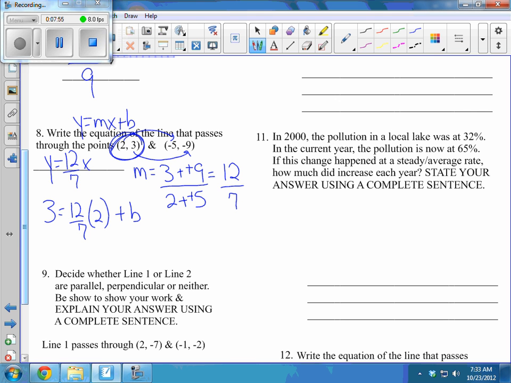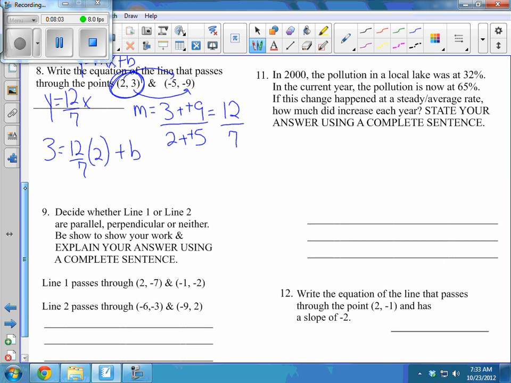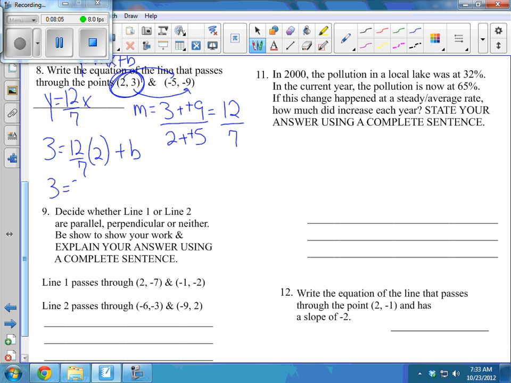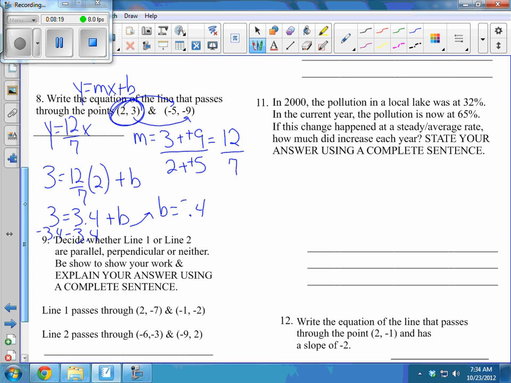So when I go through the math here, I'm going to take 12 sevenths times 2, which you can do on your calculator. That's totally fine to do. But when I get that answer, I'm going to turn it into the decimal, and I'm just going to turn it into 3.4. And now to get b by itself, I'd subtract the 3.4, which is going to make b be worth negative 0.4. And now I can go back up to my answer spot and put it in there.